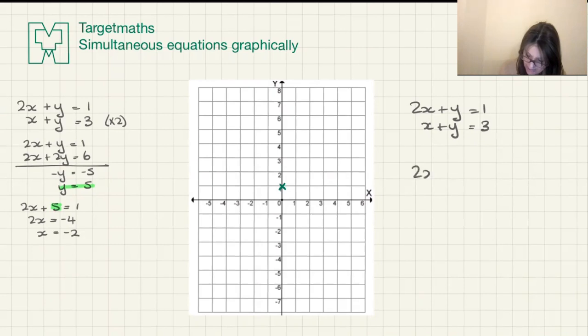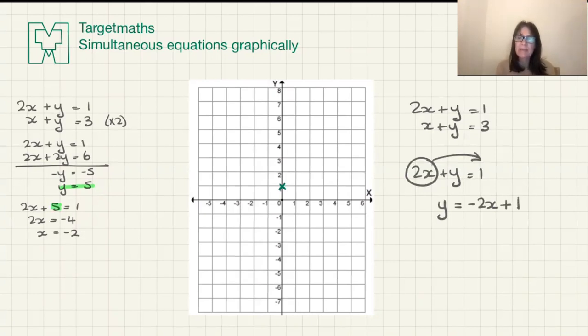So we've got 2x plus y equals 1. Now what I want to do is rearrange that so that y is the subject. So I want to get y on its own. To do that, I'm going to hop my 2x across. It's going to land as minus 2x. The 1 was already there as a positive 1. And I deliberately put it into that order so that it's recognizable as our y equals mx plus c general formula.